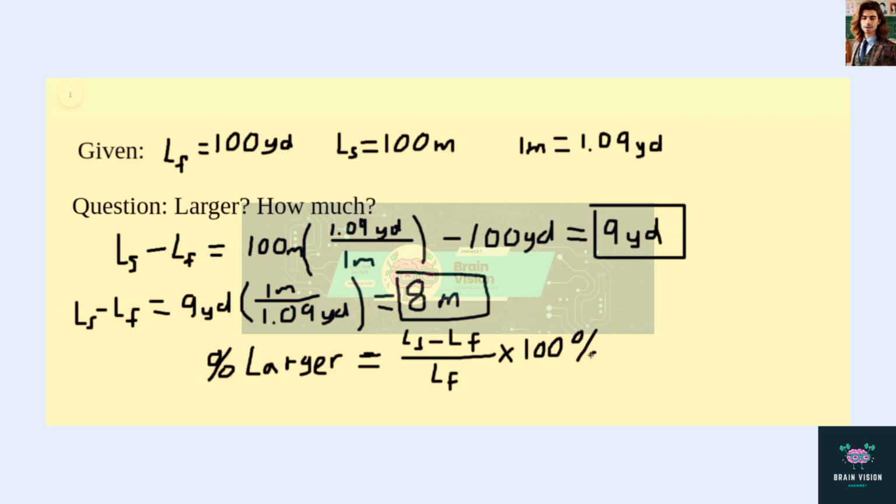Okay. And if you do that, LS minus LF, we've already found to be 9 yards, right? If you take 9 yards and you divide it by 100 and you multiply that by 100, then you get 9%.